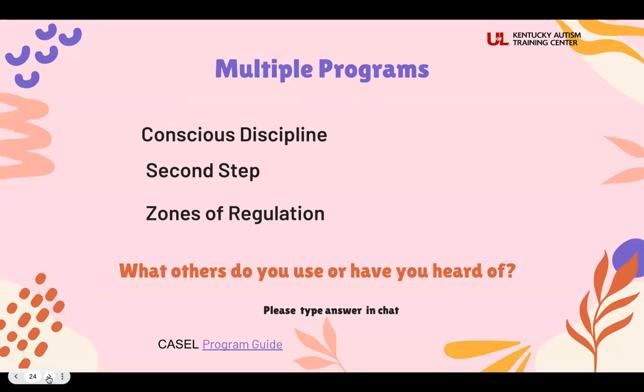So Conscious Discipline, Second Step, might be Second Steps. Zones, and I think both of these have curriculums that are designed for different age groups as well. I would look on their websites. Zones of Regulation, I know that can apply. That's also for different groups, but I think on the website you could kind of overlap that.